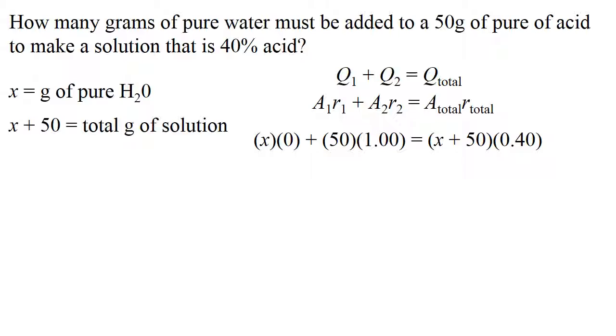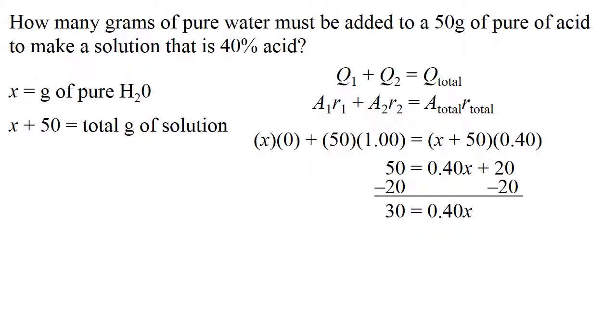So distribute that 0.40 on the right-hand side. 0 times x is 0, so that's gone. So 50 equals 0.40x plus 20. Get rid of the constant, subtract 20. And then get rid of the coefficient, so divide both sides by 0.40. And that gives us 75 grams of pure H2O, pure water.